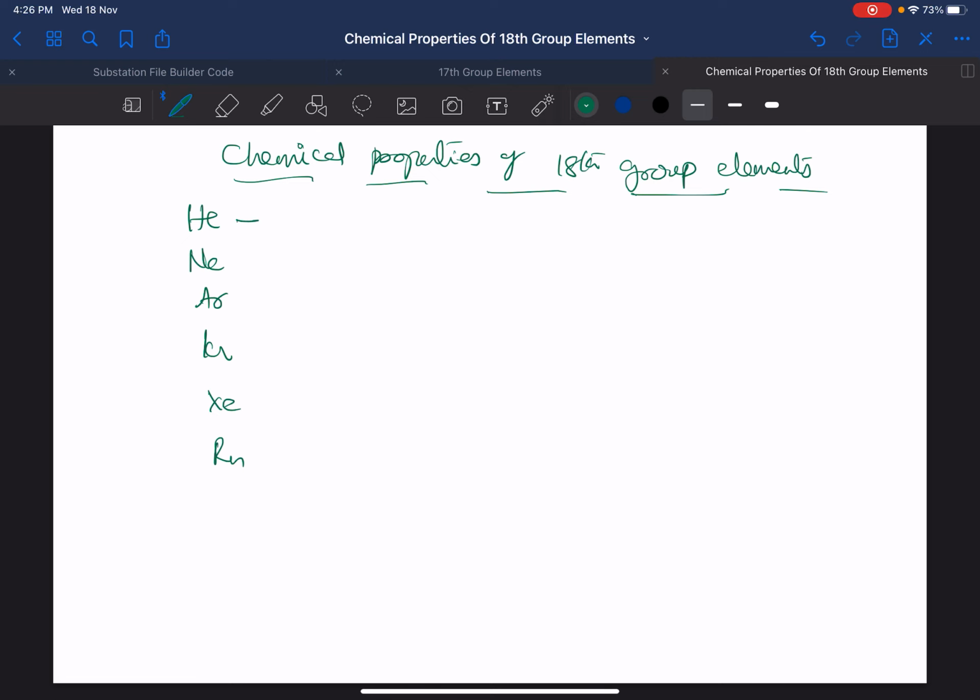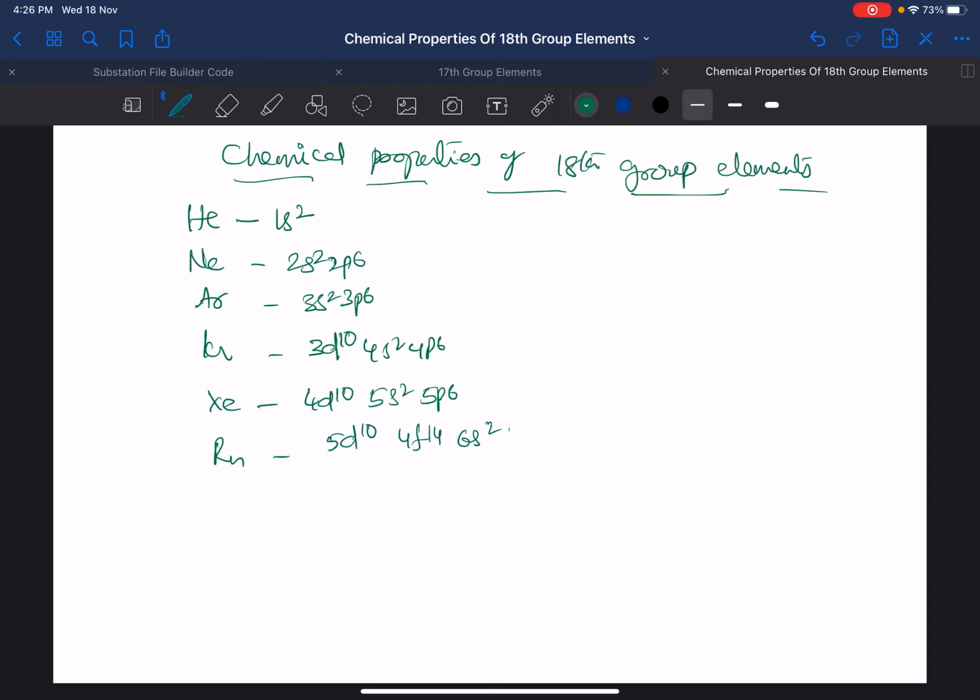Here we will write the electronic configurations. Helium is 1s2, neon is 2s2 2p6, argon is 3s2 3p6, krypton is 3d10 4s2 4p6, xenon is 4d10 5s2 5p6, and radon is 4f14 5d10 6s2 6p6. So these are the electronic configurations of these 18th group elements.